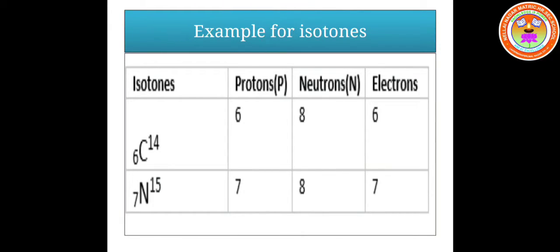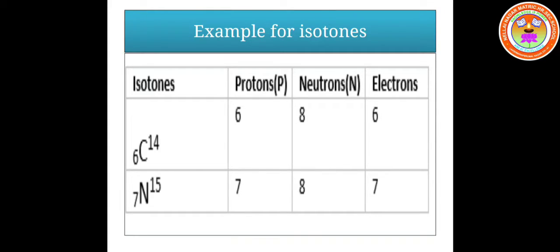Carbon 14 isotope and nitrogen 15 isotope. These two isotopes are isotopes of different elements. These two are coming from different elements. They have different atomic numbers. Carbon has got 6 as its atomic number, whereas nitrogen has got 7 as its atomic number. Carbon has got carbon 14 isotope, so 14 is its mass number. Nitrogen 15 isotope, so 15 is its mass number.